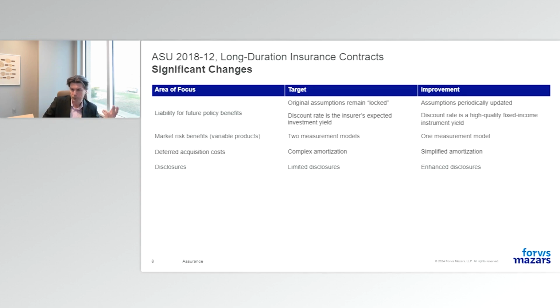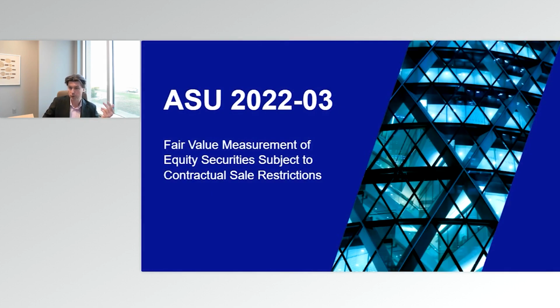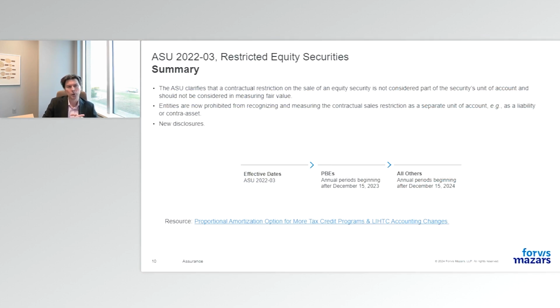That being said, the next one is 2203, which is looking at fair value measurement of equity securities that have a restriction on them, where that restriction limits when and how the security can be sold. So looking at that one, again, I think it's important to think about what they are trying to do, what was wrong with the previous guidance, and what's driving the need for something new.